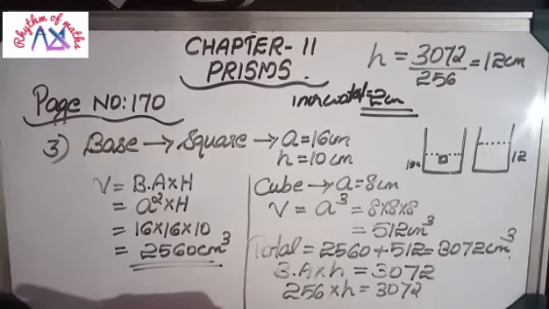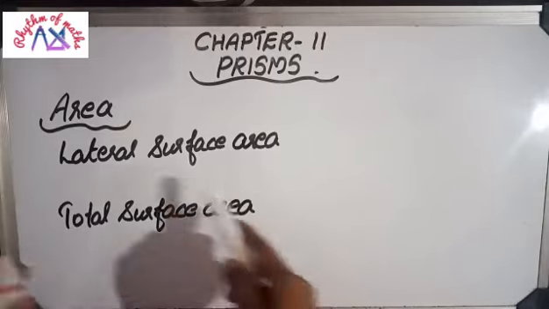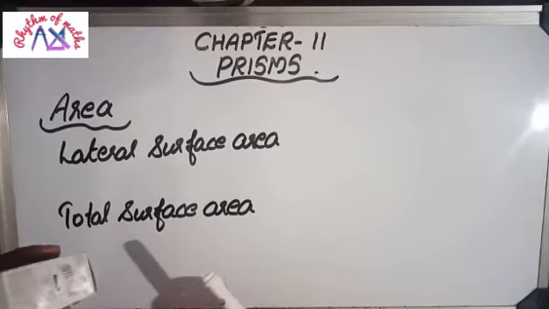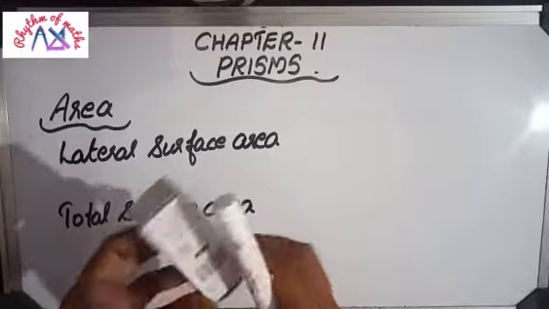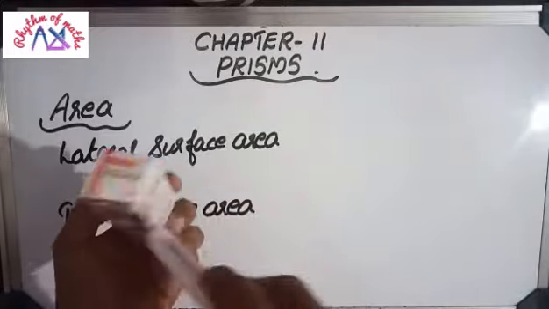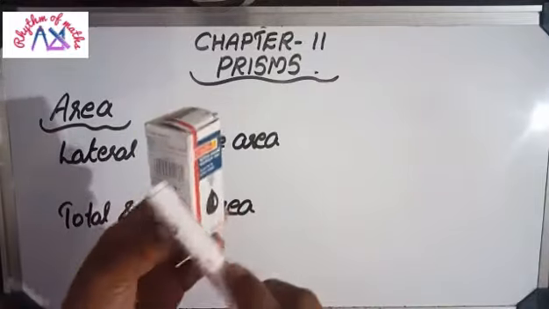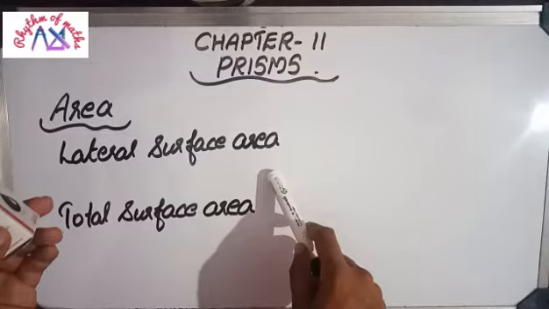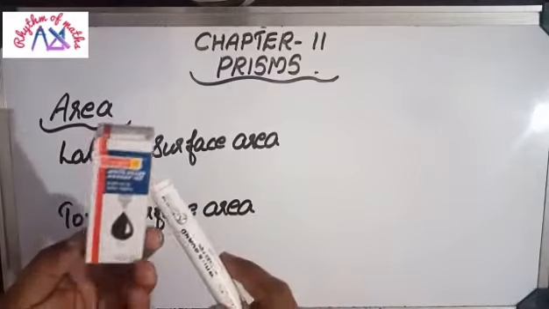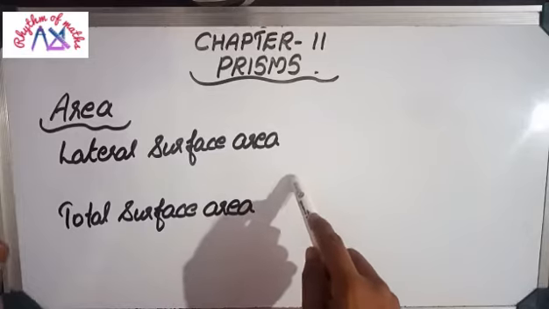Now let's move on to the next section. As we discussed earlier, for a prism, two types of faces are there. Lateral surface means these rectangle portions. This is known as the lateral surface. The sum of all these lateral surface areas is known as the lateral surface area. Total 4 rectangles. The sum of these 4 areas is known as the lateral surface area.